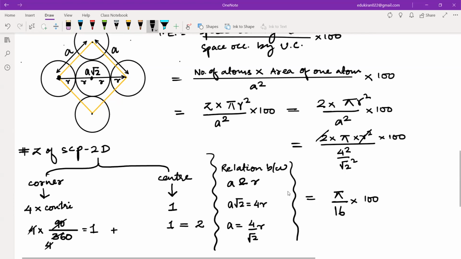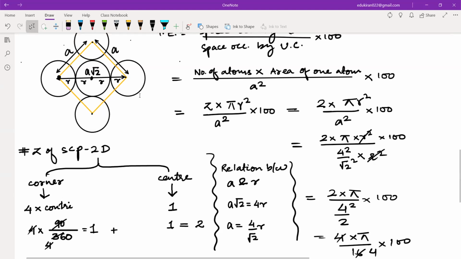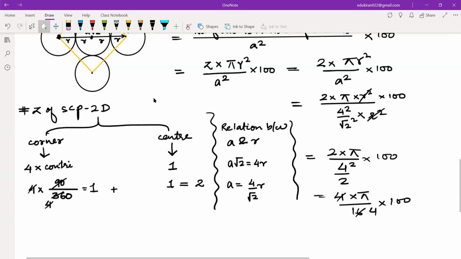Wait a second. Neither you nor I paid attention. I was worried because I remember it is pi by 4. This is r square, so r square and r square can get cancelled. It will be actually 2 into pi by 4 by 2. Now, this 2 will go here, right? This 2 will come up in the numerator, and it will be 4 into pi divided by 16. This will make it pi by 4 into 100. Okay, pi by 4 into 100. Just correct that.